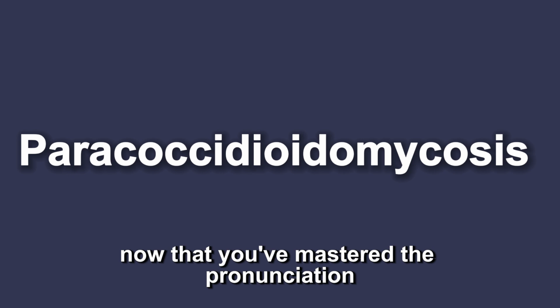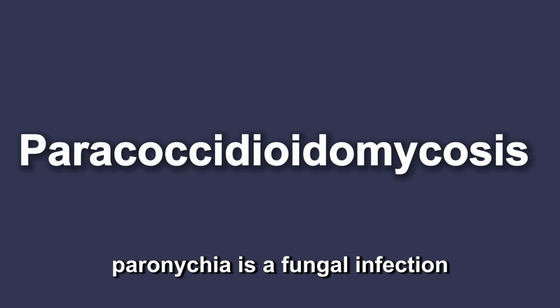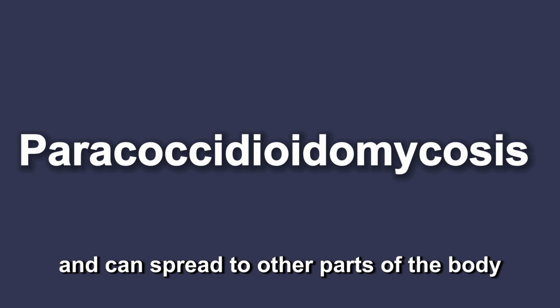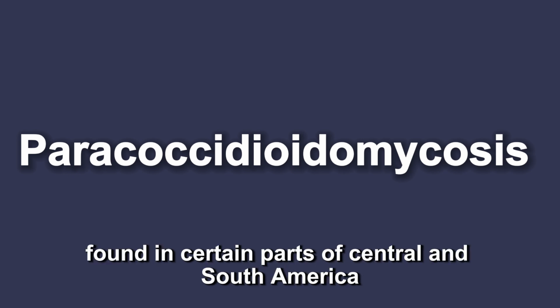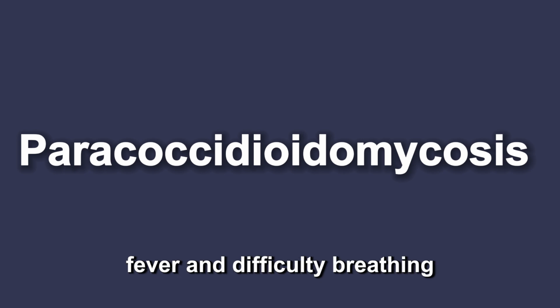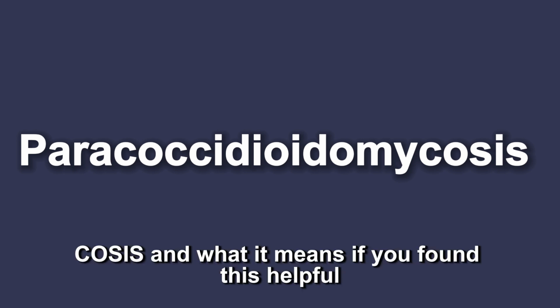Now that you've mastered the pronunciation, let's go over the meaning. Paracoccidioidomycosis is a fungal infection that primarily affects the lungs and can spread to other parts of the body. It's caused by a fungus found in certain parts of Central and South America, and it typically leads to symptoms like cough, fever, and difficulty breathing. That's it. Now you know how to pronounce paracoccidioidomycosis and what it means.